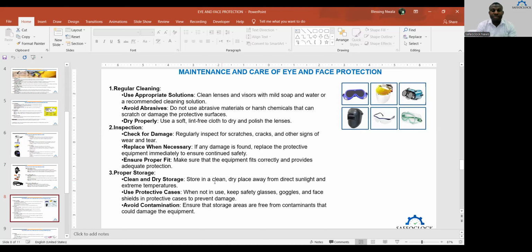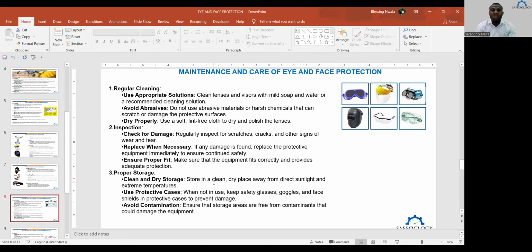Proper storage. This personal protective equipment should be properly stored, kept clean, stored in a dry place away from direct sunlight, and it should be properly kept in the boxes, the goggles, the glasses, the face shields. They should be kept in a place that they will not be damaged. They should be kept in a way that their damage is prevented.